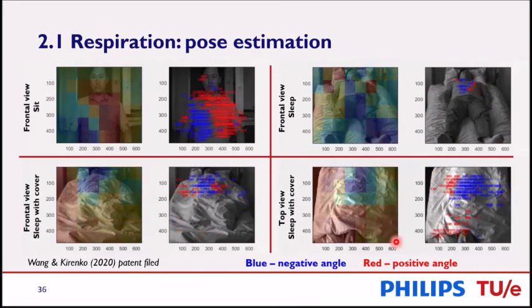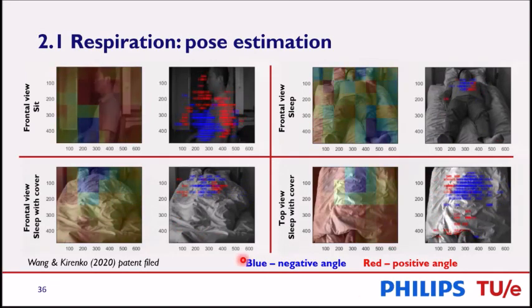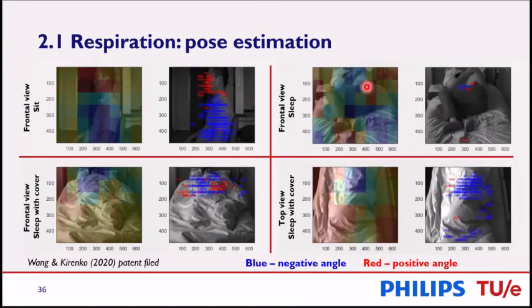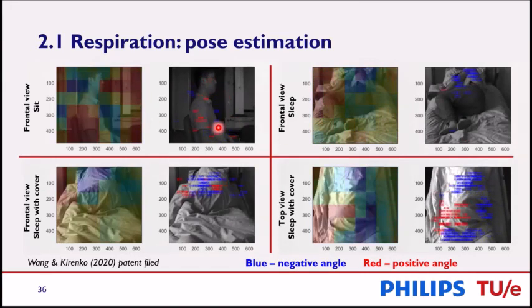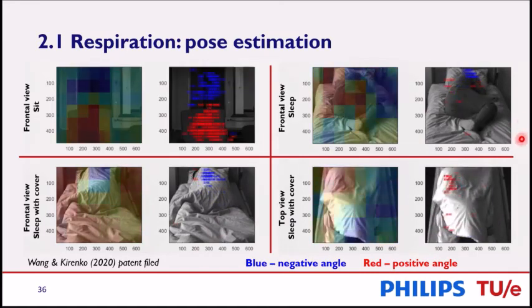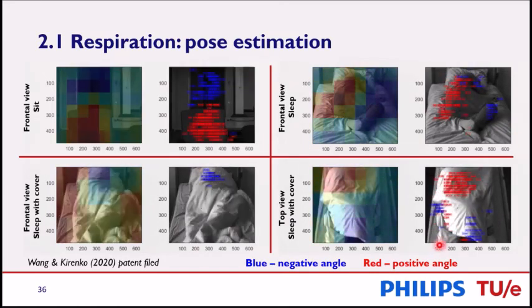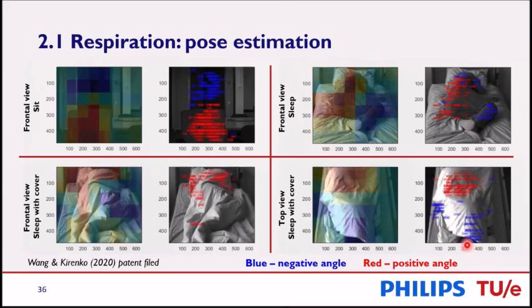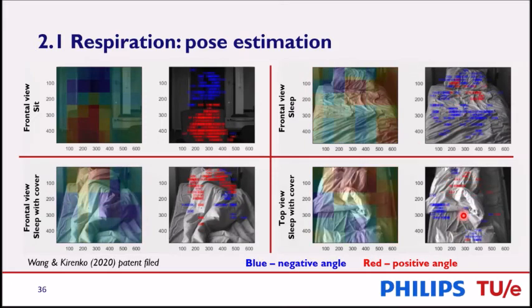And here is an example of how it works. The blue means the negative respiratory angle, and the red means the positive angle. So if the subject is turning around, you can see that the distribution of the angle changes. And from the distribution of this angle, we can derive the sleeping posture. This works for the sitting position, the sleeping position, sleeping with a blanket, and also different viewing angles.